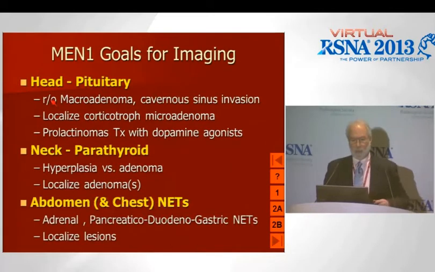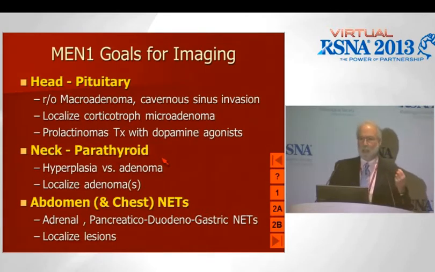So the goals for imaging: for the head, we're looking at the pituitary. For the neck, we want to look at the parathyroid. And I want to tell you that the endocrine surgeons are going to explore the neck. So in some ways, it doesn't matter what we say about the parathyroid glands. It's very important what we say outside of the area of the thyroid bed.